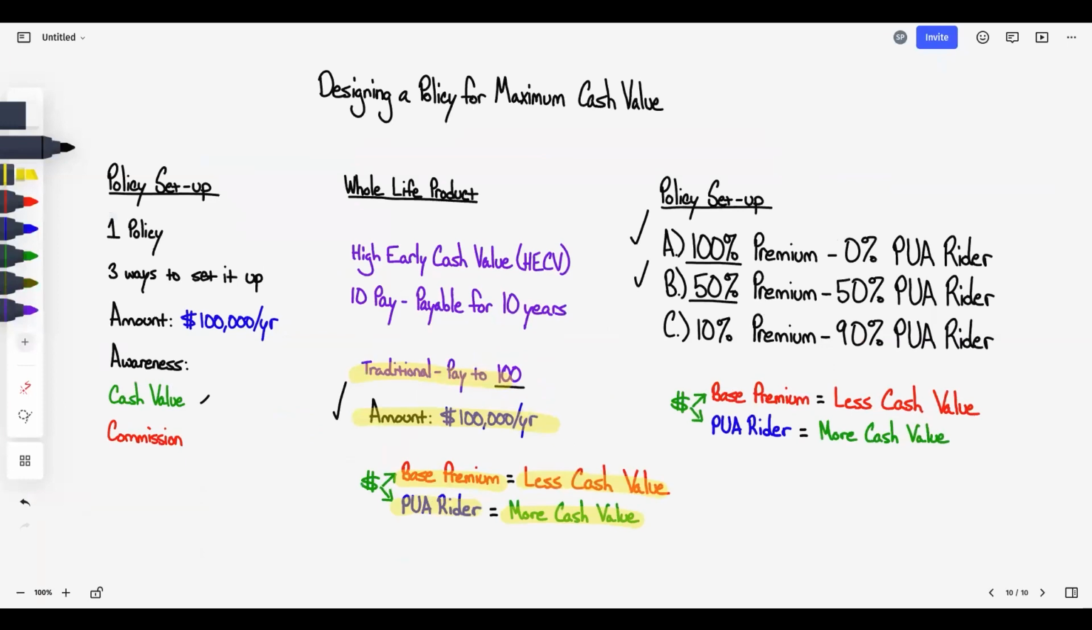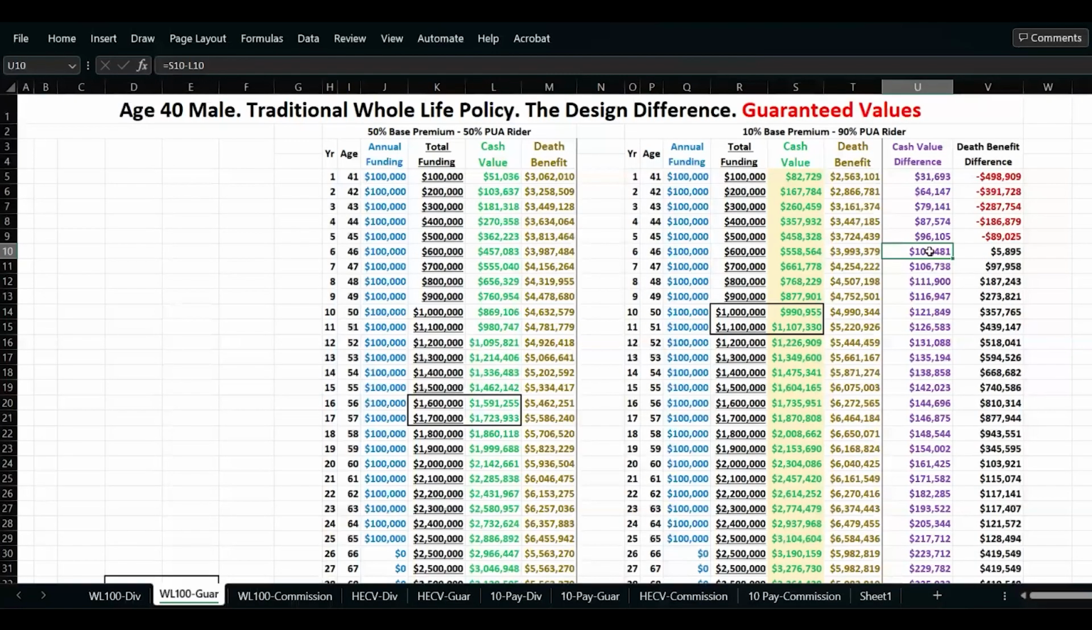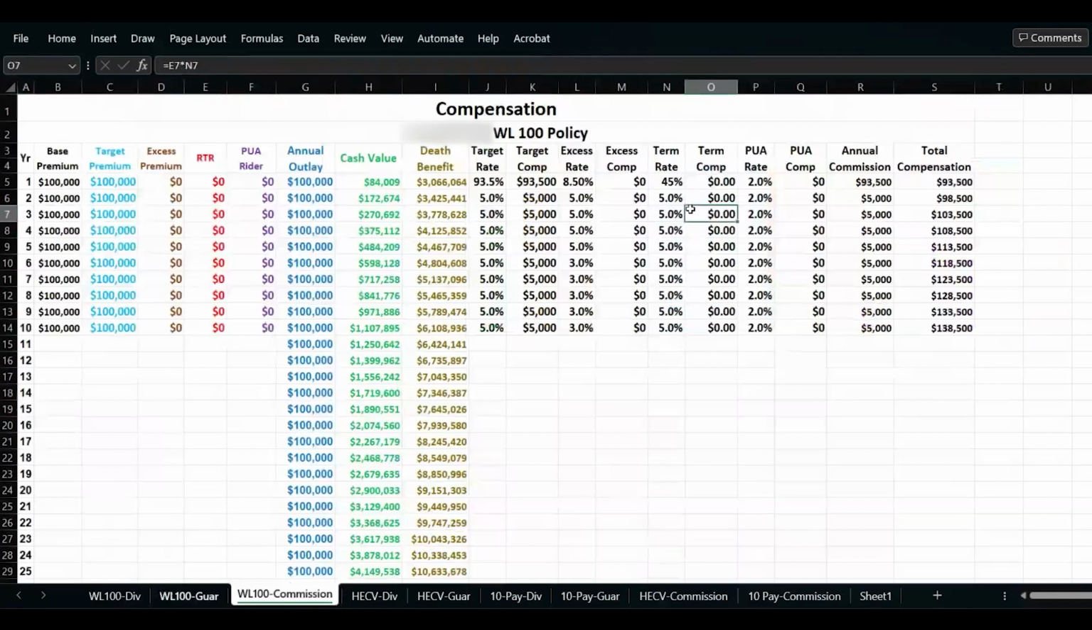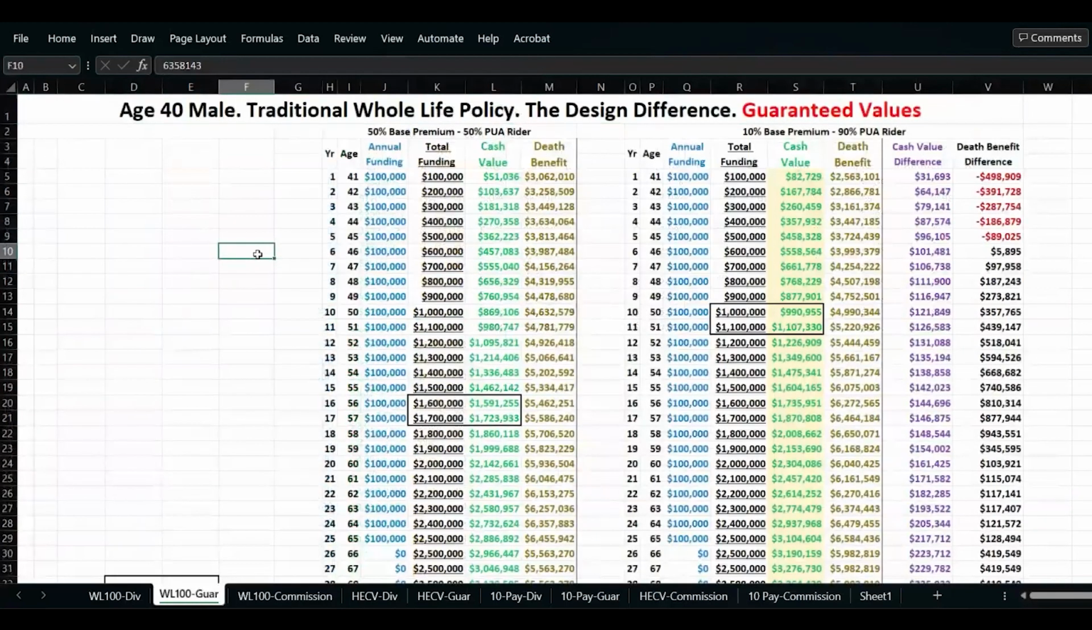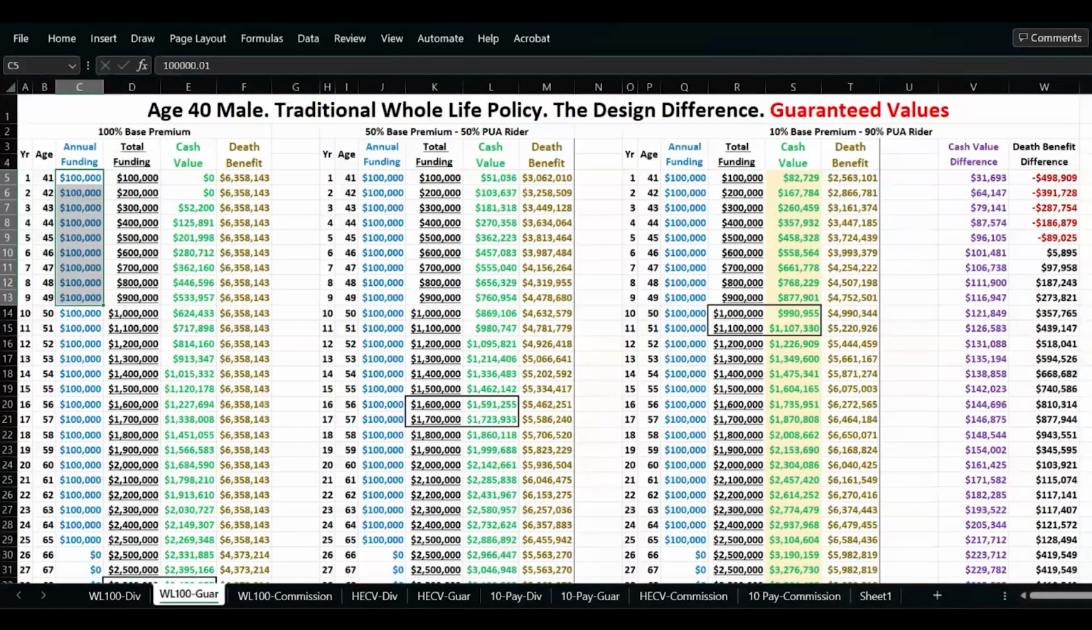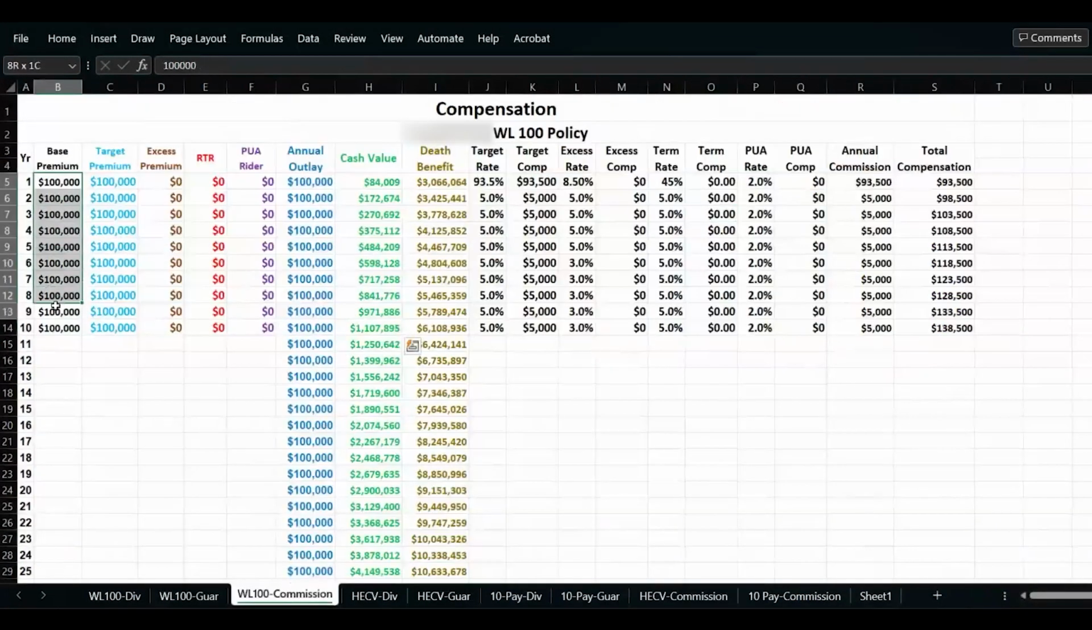All right, so let's wrap up with this, because from an awareness standpoint, we talked about what? The cash value is important, yes, but also the commission. So what you can do here, these are based on our rates, is we can see exactly what the commission is. So what I'm going to do here is this. The 100% base premium example. All base premium, a lot of stuff going on here.